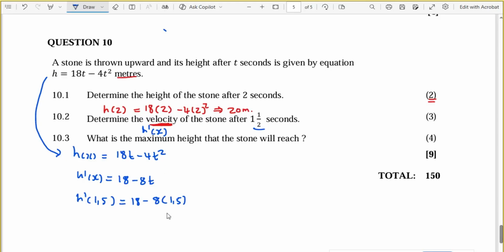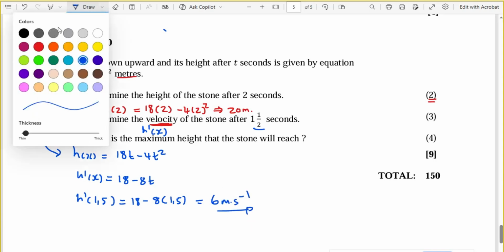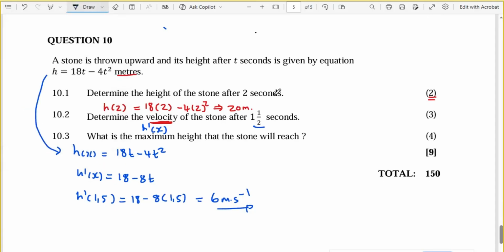Okay, sir. And that is equal to 6. Okay, 6. And this is velocity. It should be in meters per second. Since you're doing physics, you understand that part. Okay, the last question.